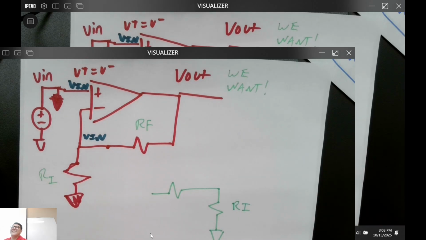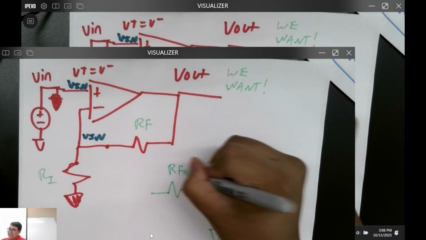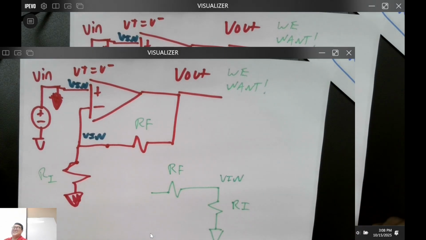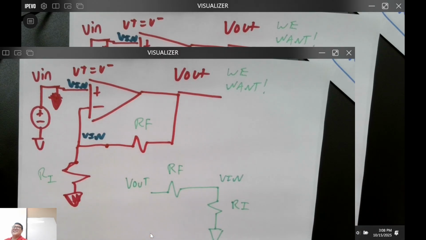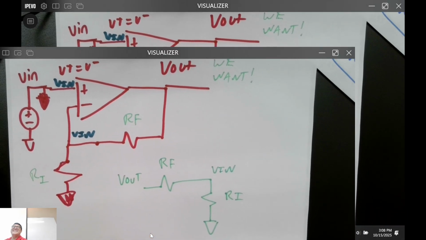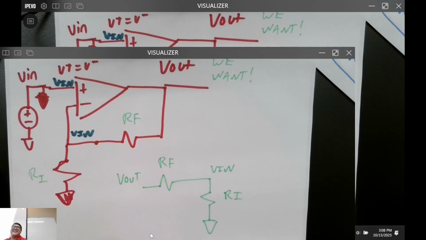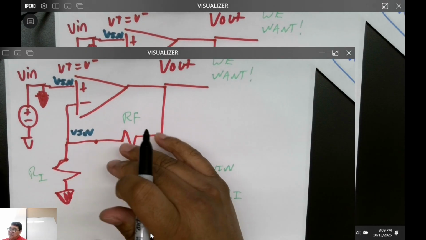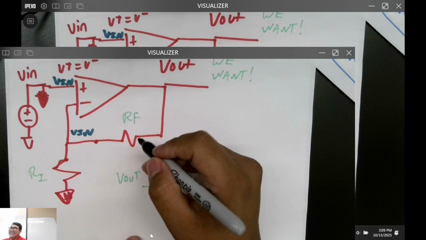RI, RF, V in, V out. What does this look like? It's a voltage divider. So, before we do anything crazy, I'm going to do something crazy. Well, let me show you.